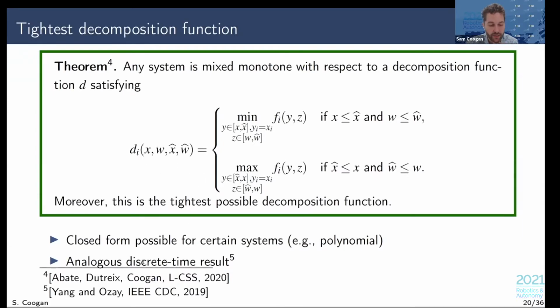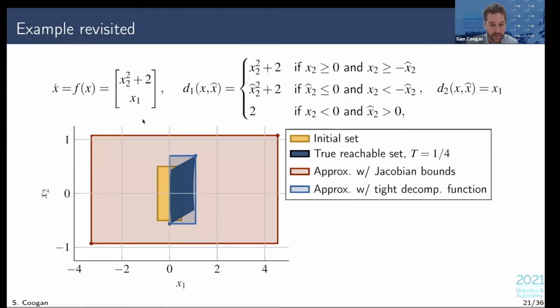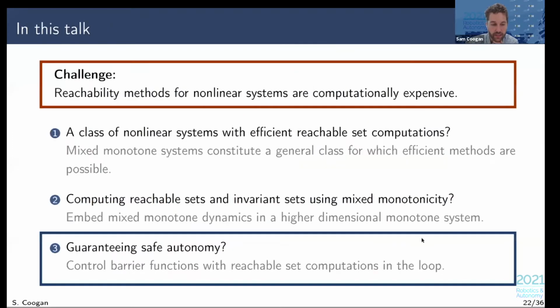This is directly analogous to the discrete time results that, again, Nejmi Ayoze and Liren Yang published a year prior in CDC. We reframed the problem in continuous time. And what's also interesting is that for some classes of systems, it's actually possible to find in closed form the tightest decomposition function for the system. So for example, if we return back to the dynamics that we considered earlier, the decomposition function that we obtained was in fact the tightest decomposition function, and it results in much tighter reachable set approximations than, for example, if you were over approximating based on Jacobian bounds, the bounds on the Jacobian entries. So it can be well worth the effort in finding these tighter decomposition functions that don't come from the Jacobian bounds, as we can see in this example.